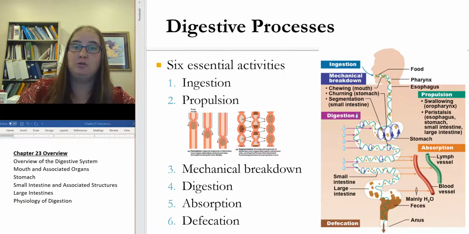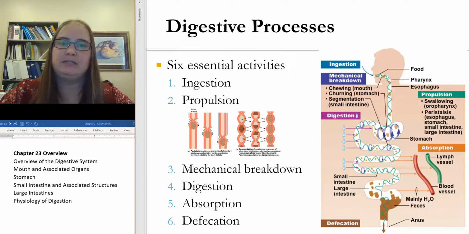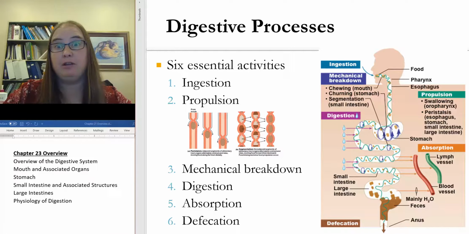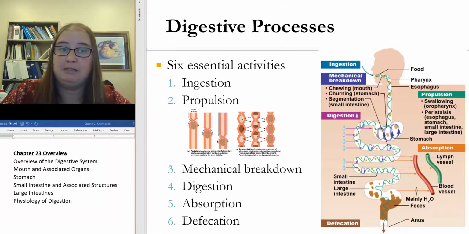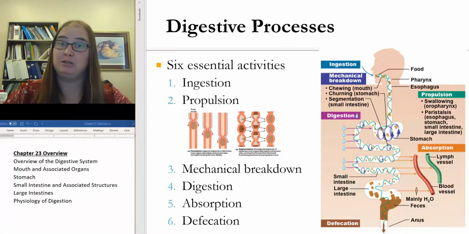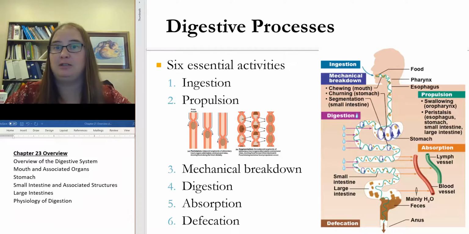Okay. So moving on to our digestive processes, there are 6 essential activities that the digestive system has to be able to carry out in order to maintain proper homeostatic balance within this organ system. The first thing that the digestive system has to be able to do in order to carry out its function is it has to be able to ingest. That sounds silly, right? But you cannot break down nutrients if you don't ingest those nutrients. So that's the first essential activity.